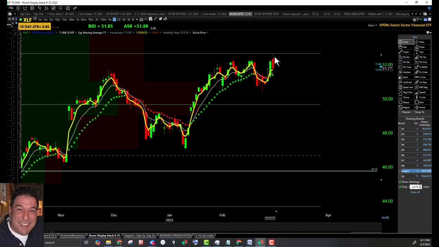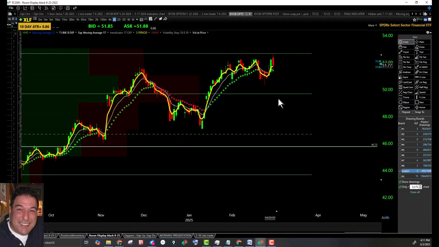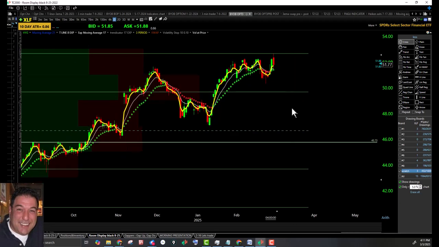Financials print a new all-time high today. How about that? Didn't see that one coming. Higher low, higher high, closing over the trap, over the 17, up here in quadrant 4. XLF prints a new all-time high.